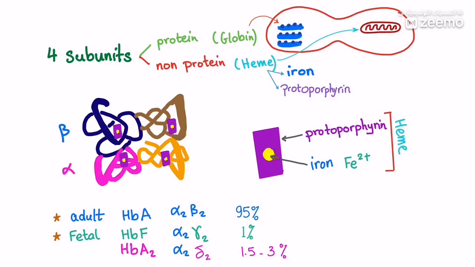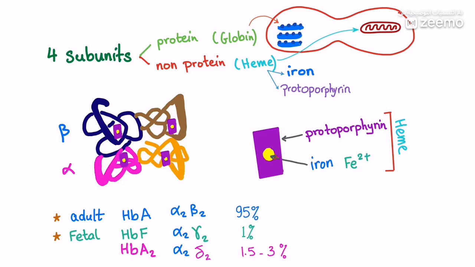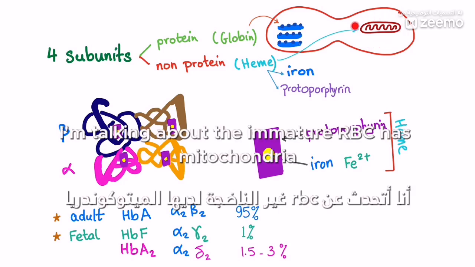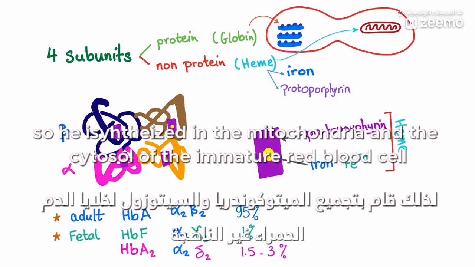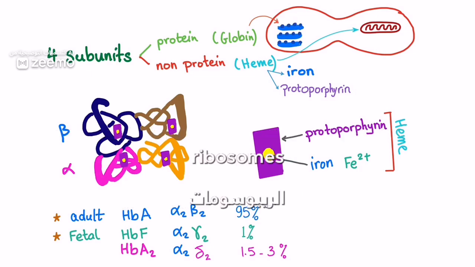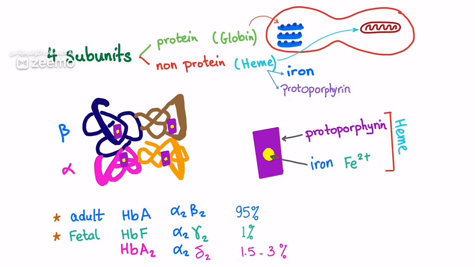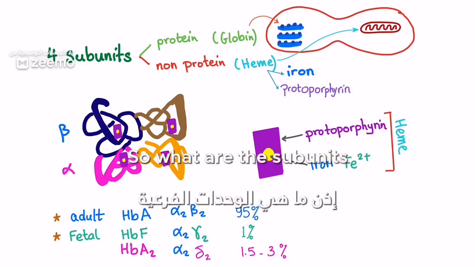The non-protein part, the heme, is synthesized in the mitochondria. But wait, there is no mitochondria in the RBC. Yes, I'm talking about the immature RBC. It has mitochondria, so heme is synthesized in the mitochondria and the cytosol of the immature red blood cell. The globin protein, synthesized where? Protein? Yes, ribosomes. So, globin and heme. Perfect, that's fine.